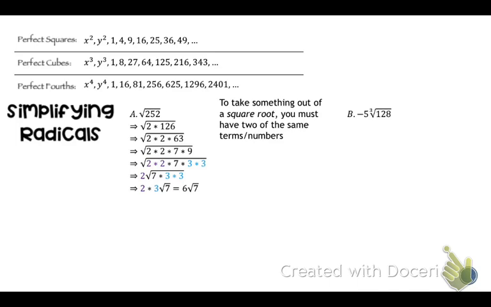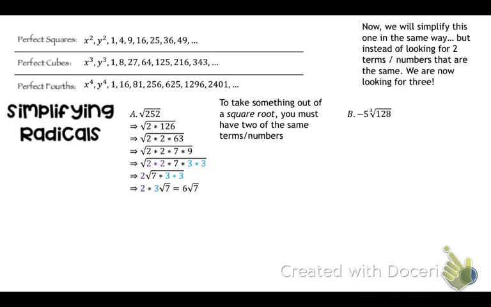Okay, let's do this one. So negative 5 cube root of 128. Well, now a cube root, we're going to look at this the same way, except for now we're looking for 3 numbers that are the same. Okay, and that number will always tell you however many you're looking for. So if there isn't a number, assume it's a 2.